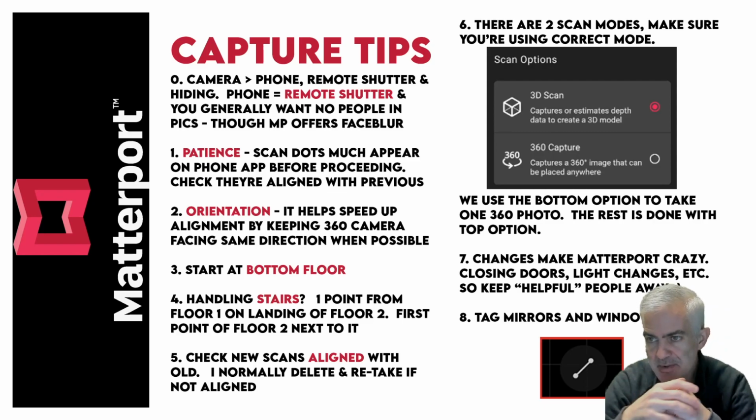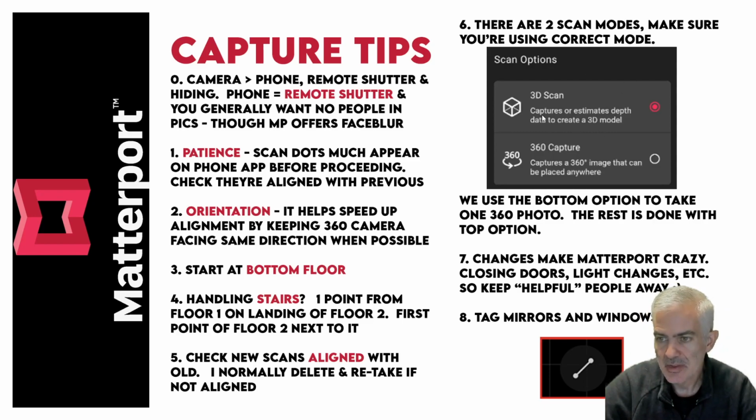There are 2 scan modes. Make sure you're using the correct mode. The top mode is the Matterport that we're used to. The bottom one is a 360 image. It's just an image. You can't move through it. And that's normally for exteriors. Okay? So 99% of what you're doing is 3D scan, and then you take a 360 capture outside, and it puts a little logo on the 360 tour, so you can jump to that and you can see what it looks like. If it's retail, you can see what stores surround it from the street, etc.